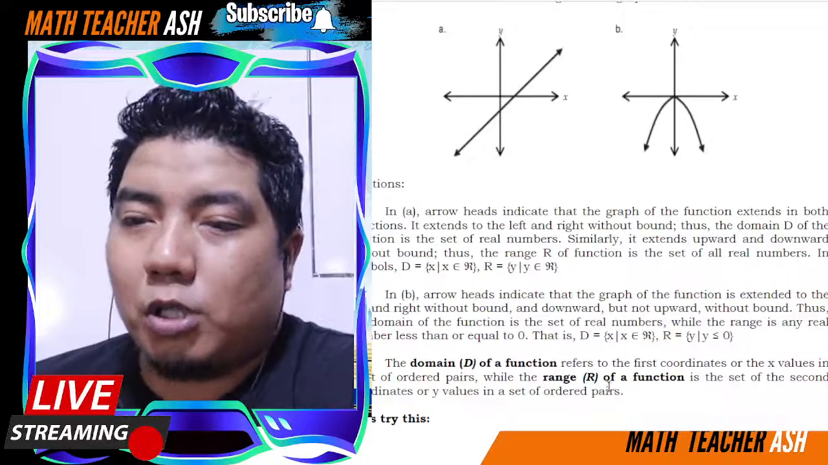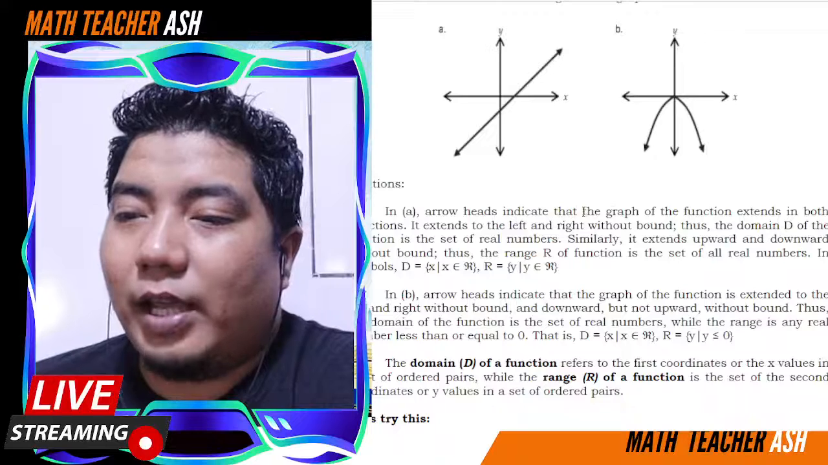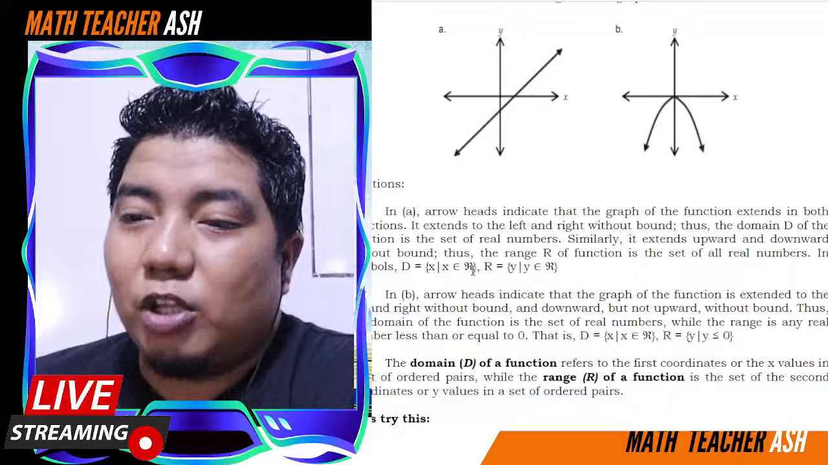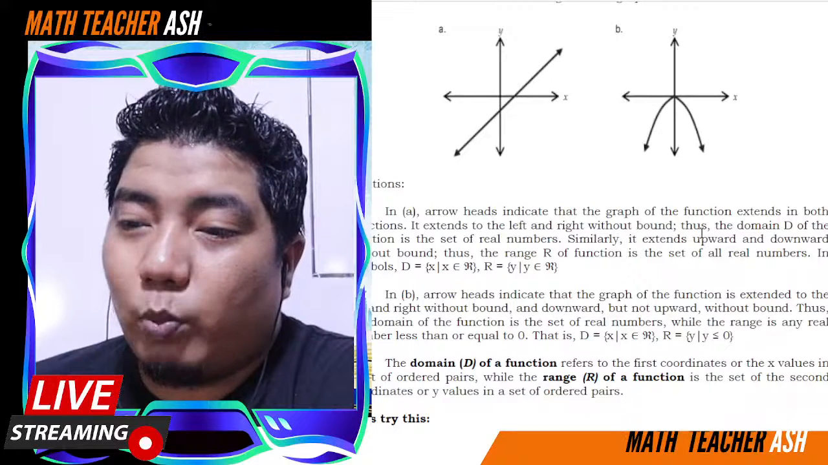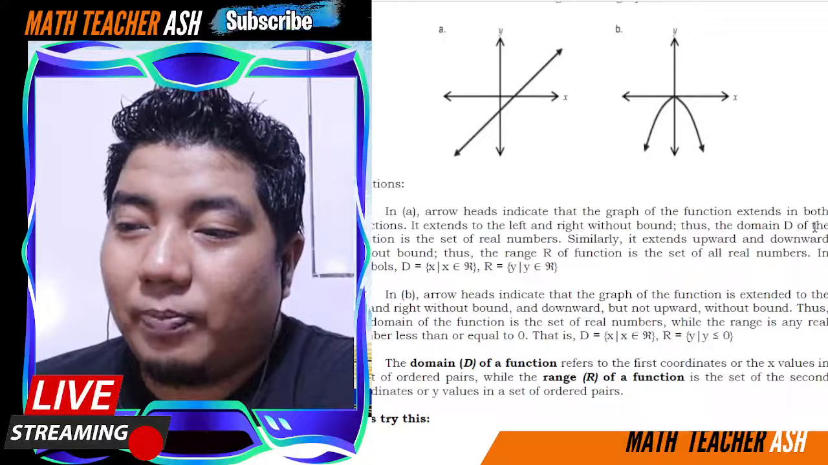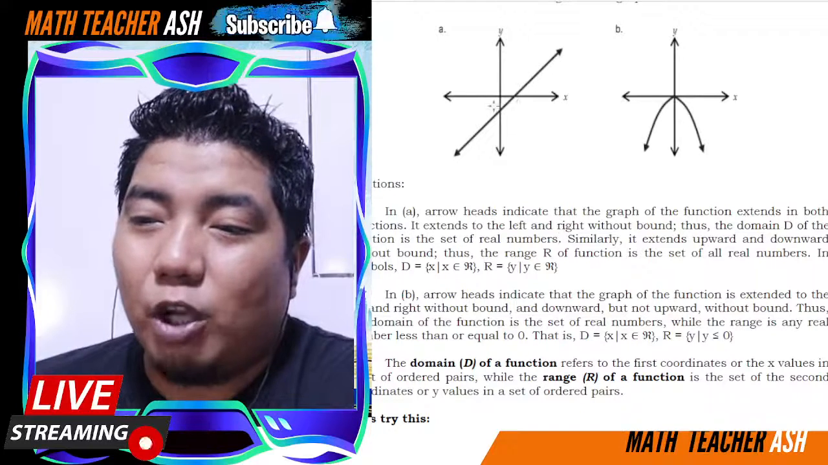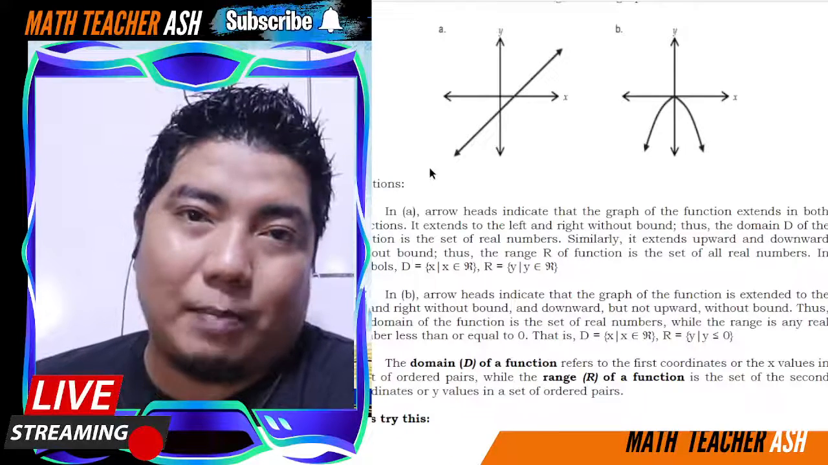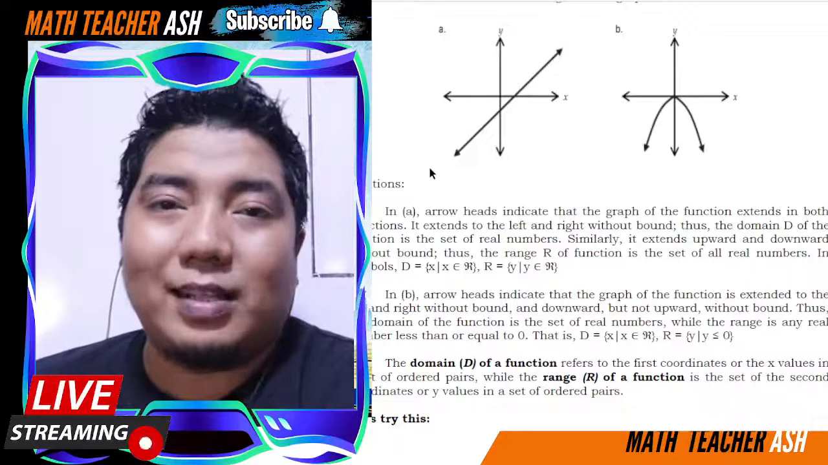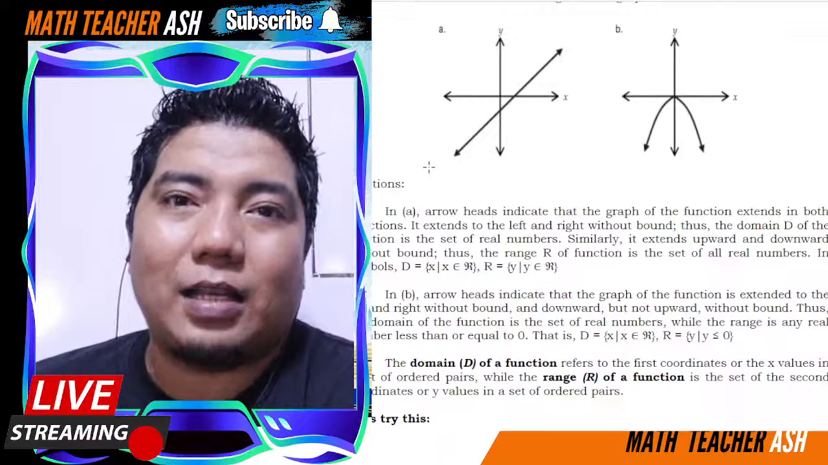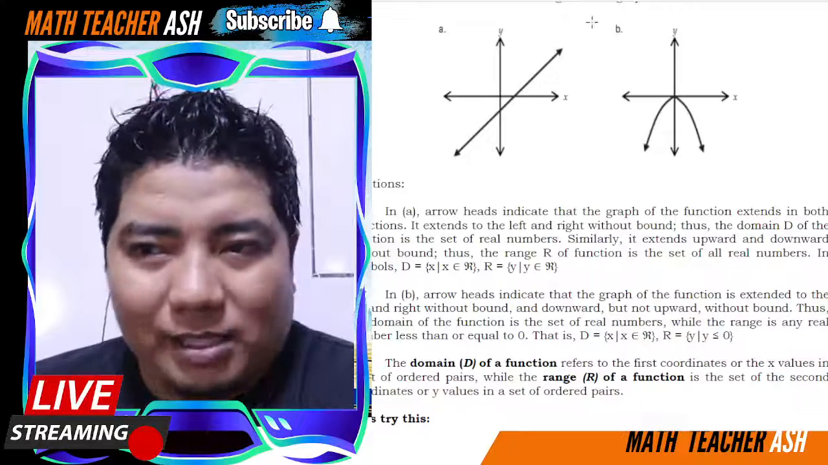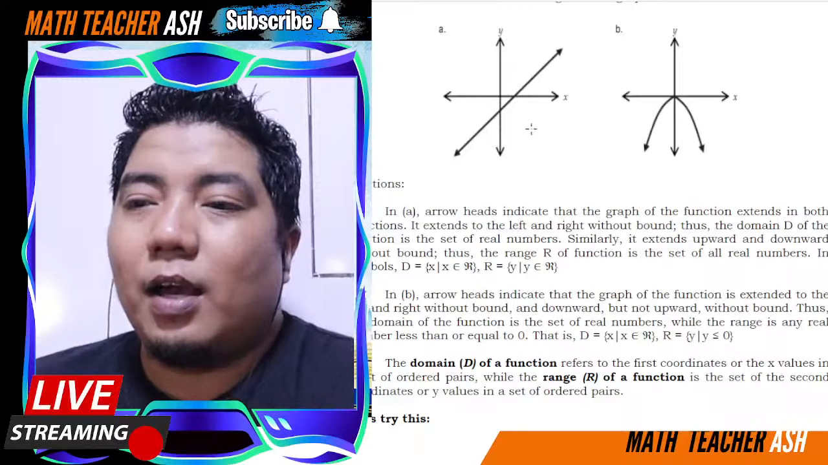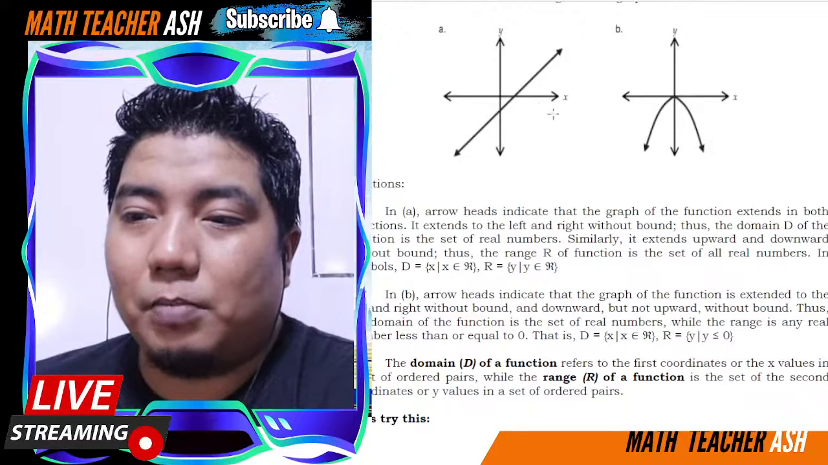Alright, so solutions. In A, the arrowhead indicates that the graph of the function extends in both directions. So it extends to the left and right without boundary. Thus, the domain D of the function is the set of real numbers. This means, my dear math learners, since we have an arrow here, it will not end. It will not end. If that is the case, then it can take all numbers, from the positive side going to the negative side. So, the answer for the domain is the set of real numbers. Why the set of real numbers?